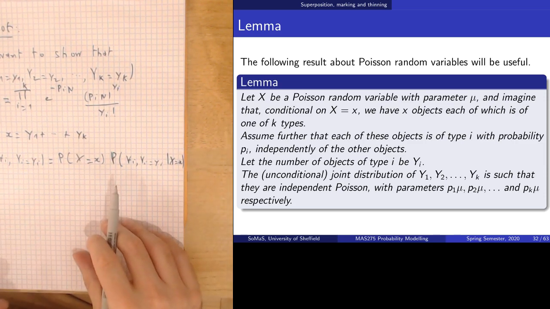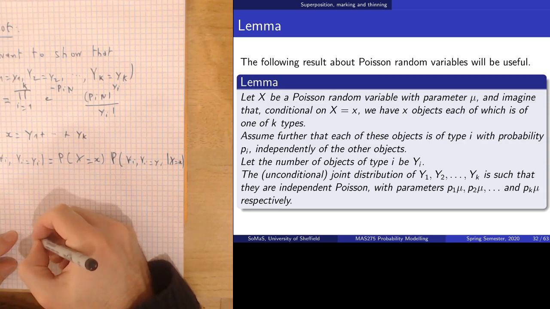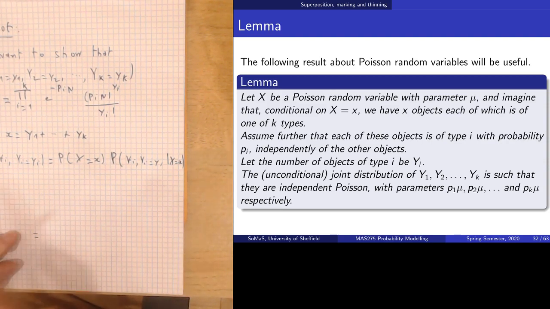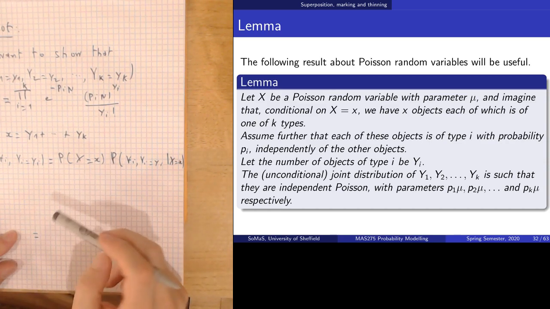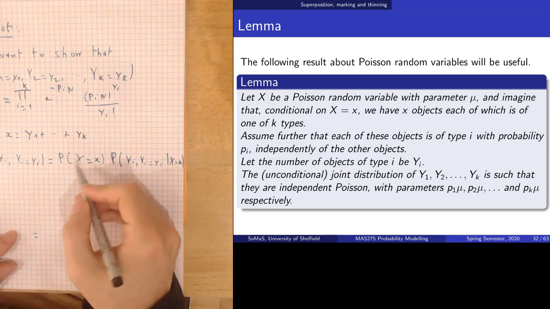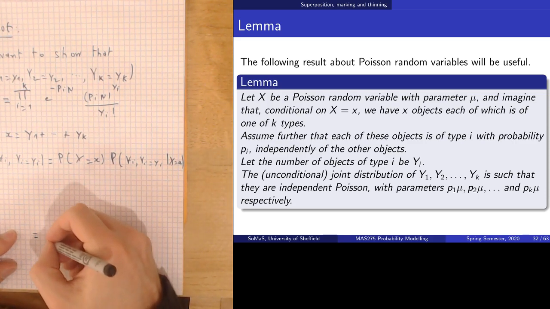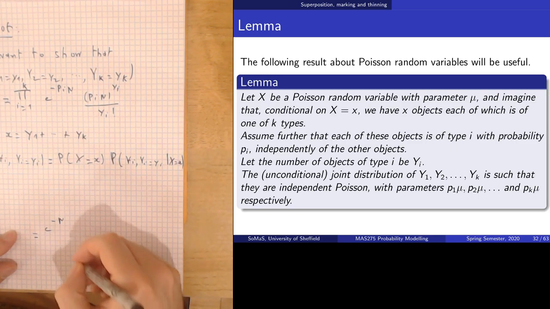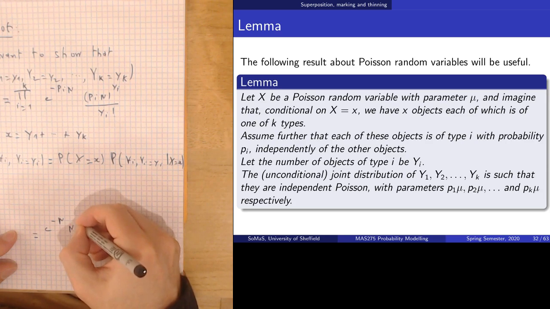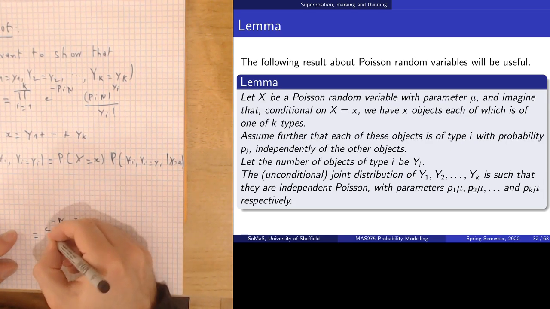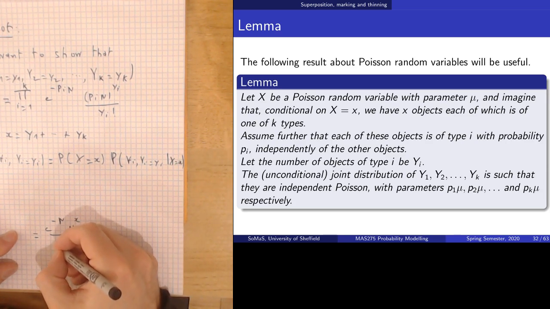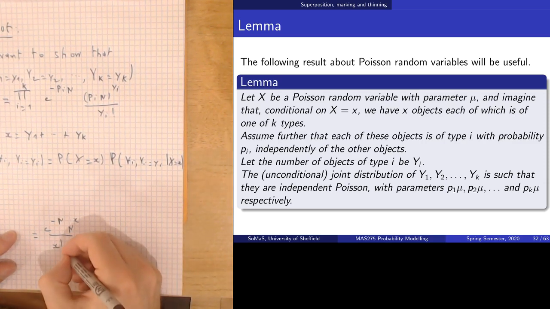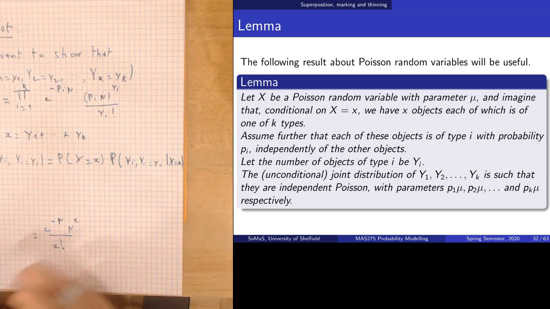So I'm going to make some space first. And so write this, P of capital X equals little x. So we know that. This is the Poisson variable. So we get e to the minus mu times mu to the x divided by factorial of x. This we know. And here's a claim.